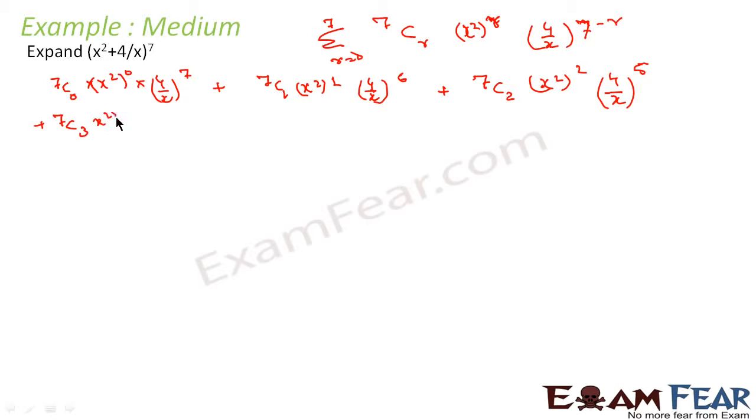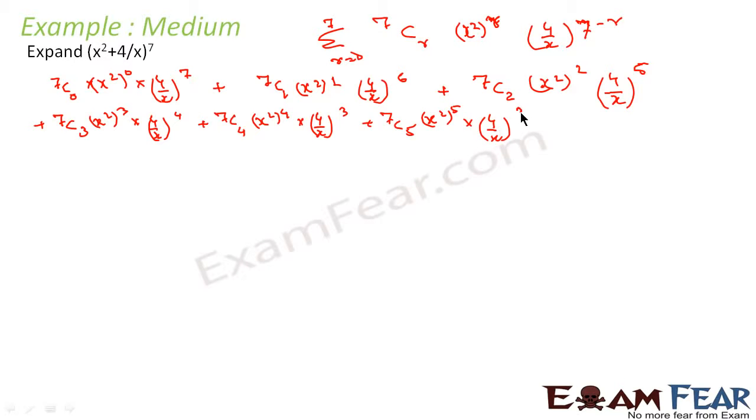7C3 (x squared)^3 into (4/x) to the power 4, because 7 minus 3 is equal to 4, plus 7C4 into (x squared)^4 into (4/x) to the power 3, because 7 minus 4 is equal to 3, plus 7C5 (x squared)^5, where r is equal to 5, into (4/x) to the power 7 minus 5, that is 2, plus 7C6 (x squared)^6 into (4/x) to the power 7 minus 6, equal to 1, plus 7C7 (x squared)^7.